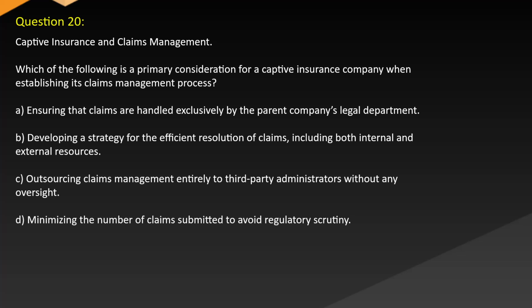Which of the following is a primary consideration for a captive insurance company when establishing its claims management process? A. Ensuring that claims are handled exclusively by the parent company's legal department. B. Developing a strategy for the efficient resolution of claims, including both internal and external resources. C. Outsourcing claims management entirely to third-party administrators without any oversight. D. Minimizing the number of claims submitted to avoid regulatory scrutiny.